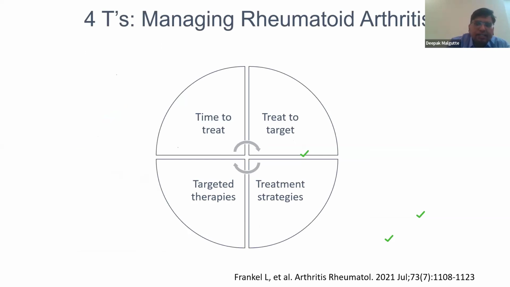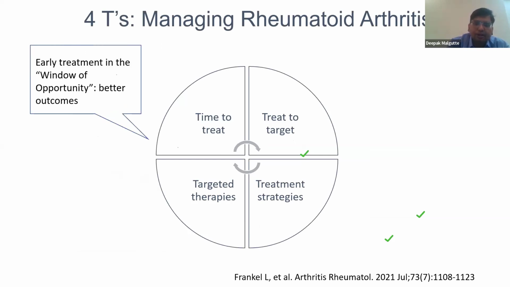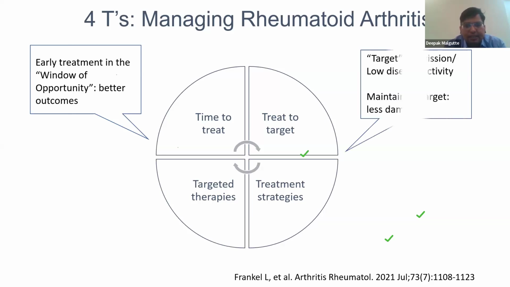A rheumatoid arthritis patient develops damage or erosions very early, within the first 2 years of disease, and it has been shown that treating this patient as early as possible can result in reduction in joint damage, and even mortality has been reduced. So this early treatment gives us a window of opportunity to avoid all the complications.